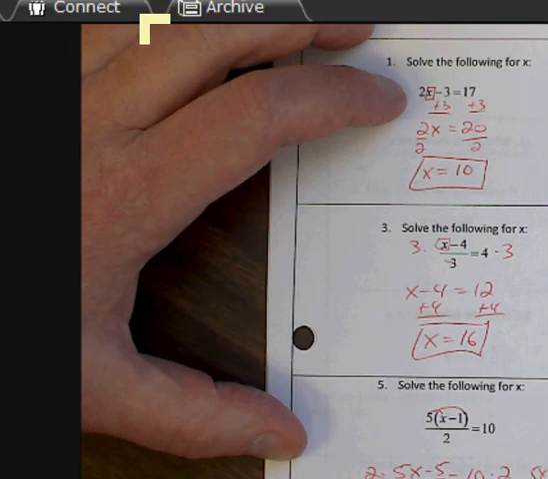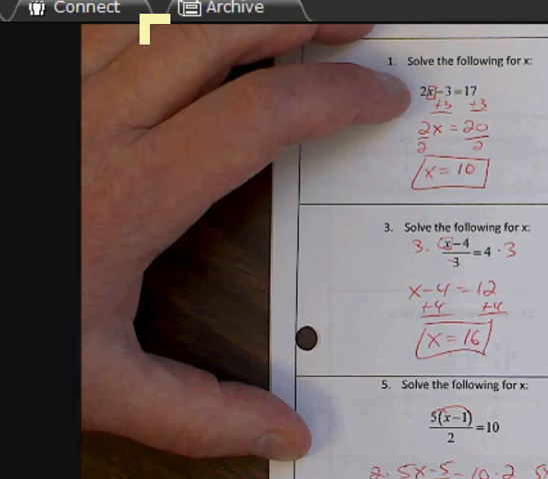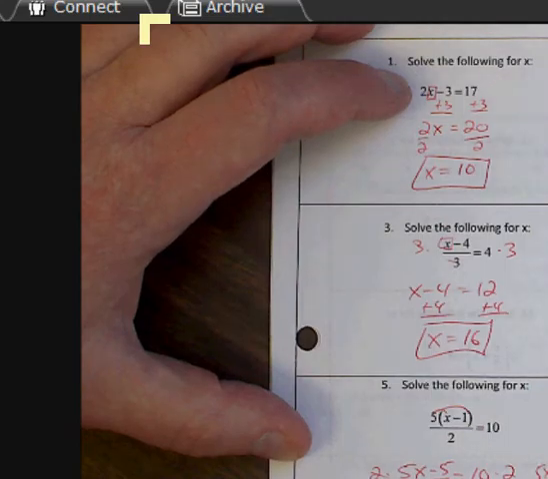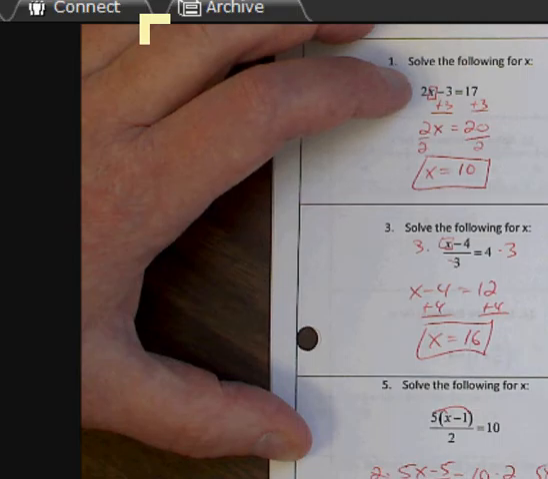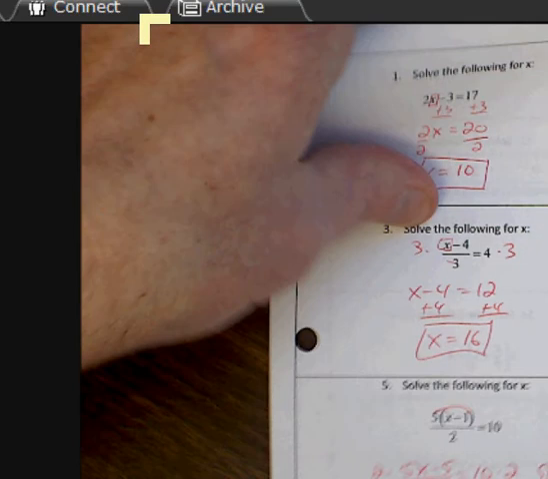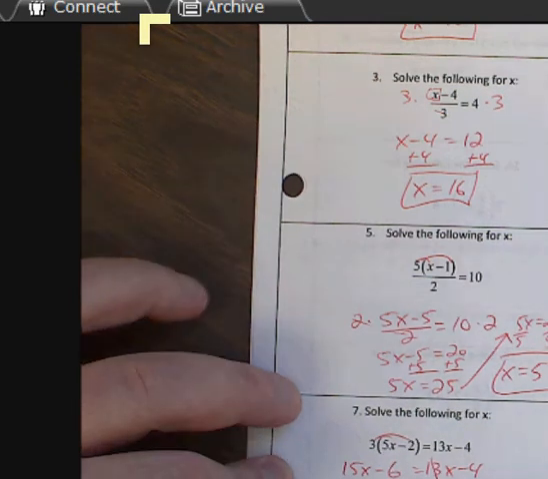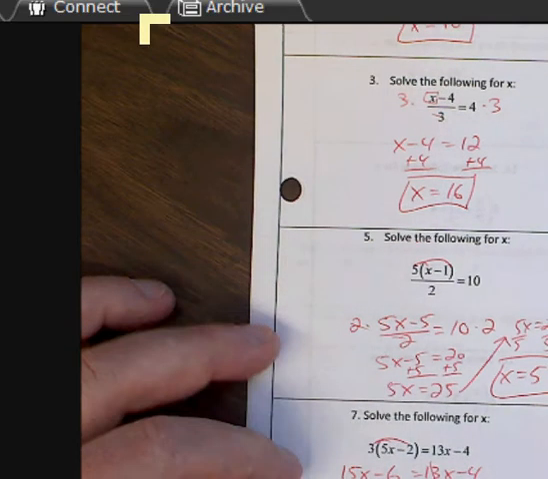Solve for x again here. I'm going to have to distribute. So I get 15x minus 6 equals 13x minus 4. I'm going to subtract 13x from both sides. I get 2x minus 6 equals, this goes away, a negative 4. I'm going to add 6 to both sides. I get 2x equals a positive 2. Divide by 2. I get x equals 1. Whoops, sorry, I went off the page there. So x equals 1. Alright?